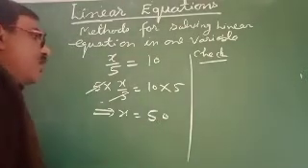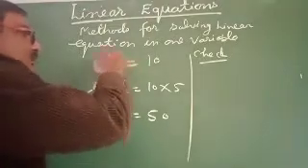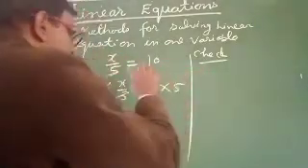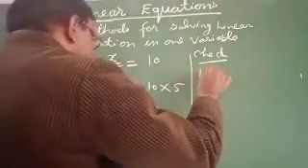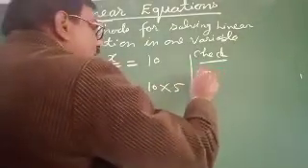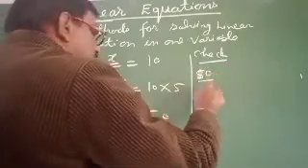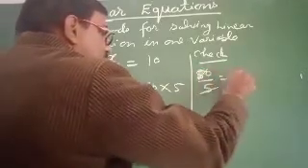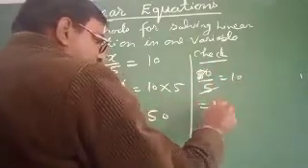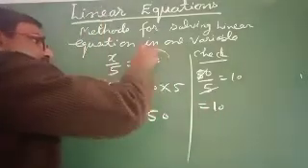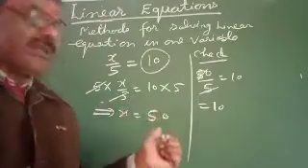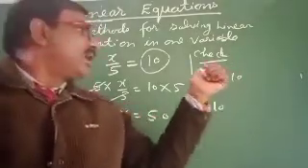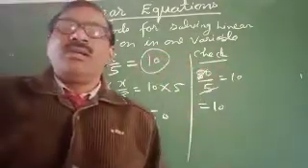So I put x equal to 50 in the left hand side. When you put x equal to 50 in the left hand side, it will be 50 upon 5. 5 tens are 50. We get 10. The right hand side is also 10. It means x equals 50 is the correct solution of this linear equation.